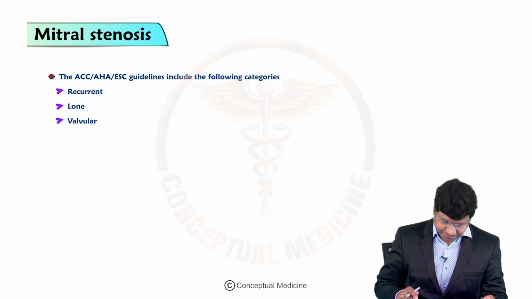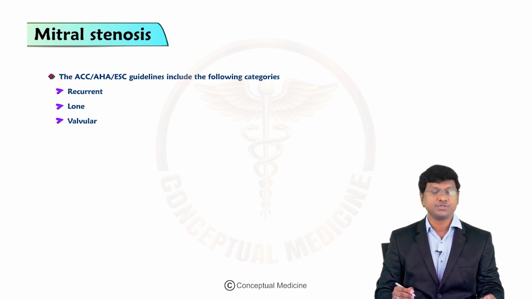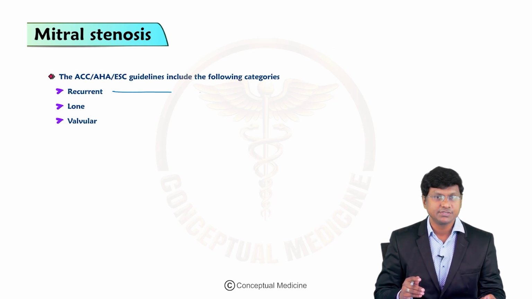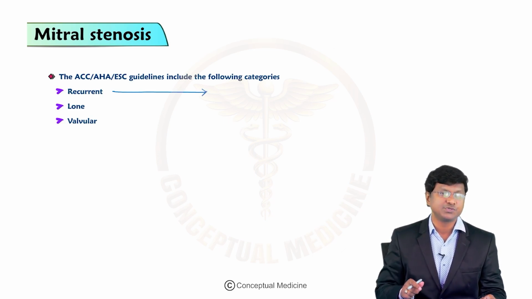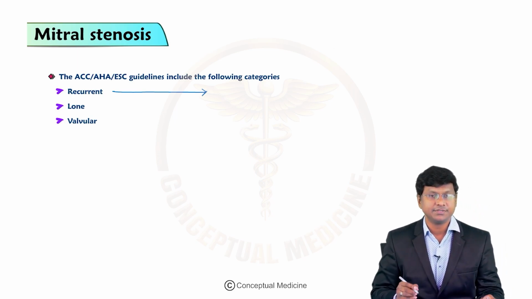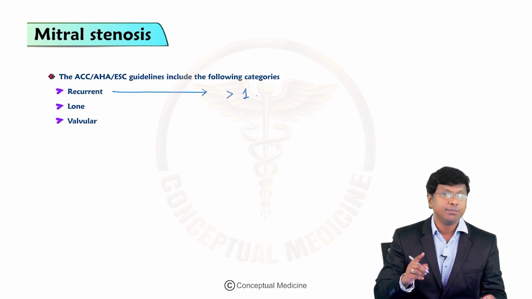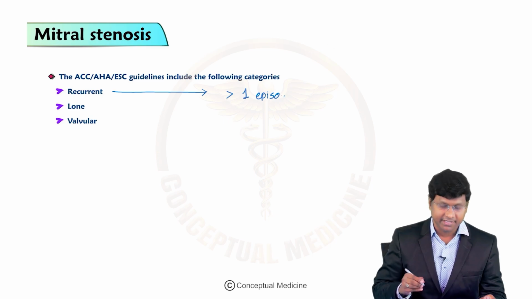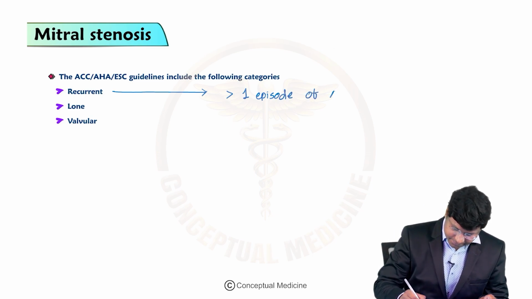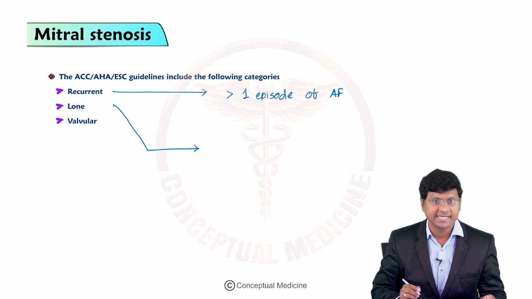Now, according to the American College of Cardiology, American Heart Association, or European Society of Cardiology guidelines, we have the following types of atrial fibrillation. Take recurrent atrial fibrillation: it occurs when the individual has more than one episode of atrial fibrillation.